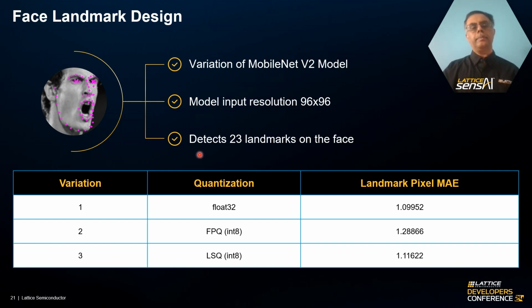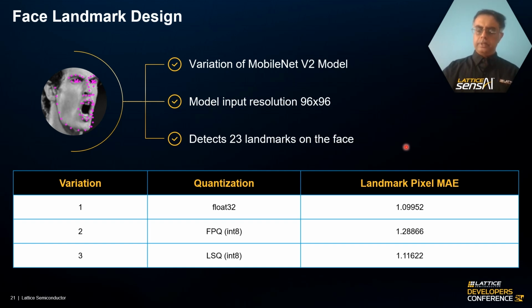And we detect 23 landmarks that will enable various end applications, even onlooker detection. So this is the first application in the application pipeline.